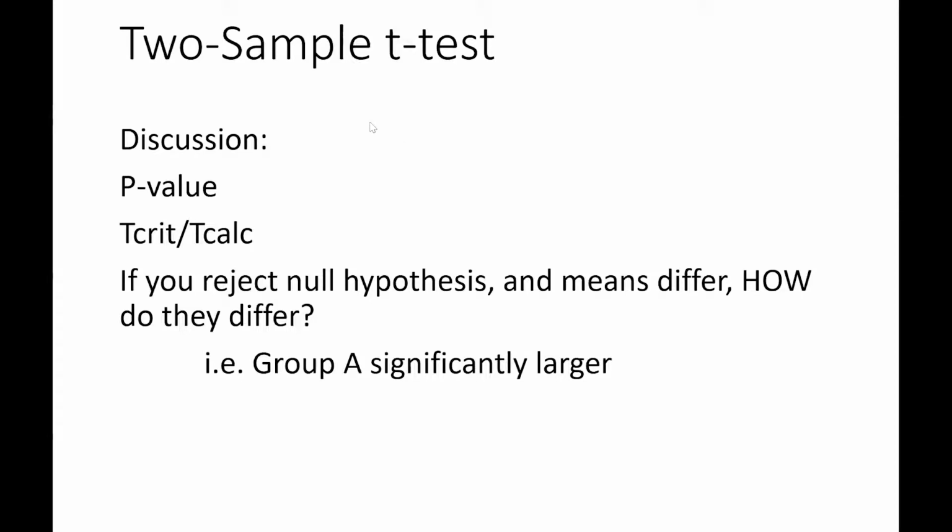The things that you want to report and that I might ask you about are your p-value, your t-critical or t-calc. I probably won't ask you about that, but I could. So keep an eye on your t-crit, t-calc, and whether or not you reject the null hypothesis. That's really key, right? Is your p-value less than 0.05? Is it greater than 0.05? Do you accept or do you reject? Are the means different from each other? How are they different from each other?